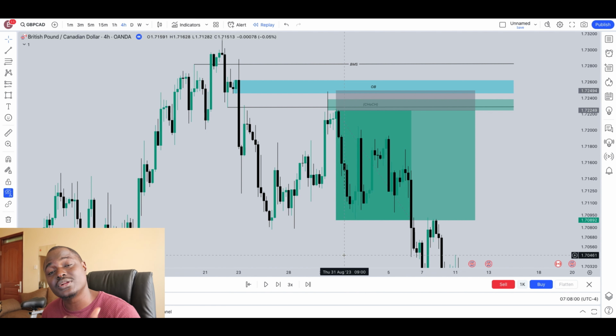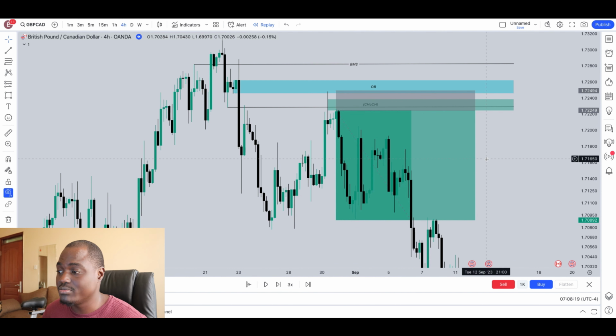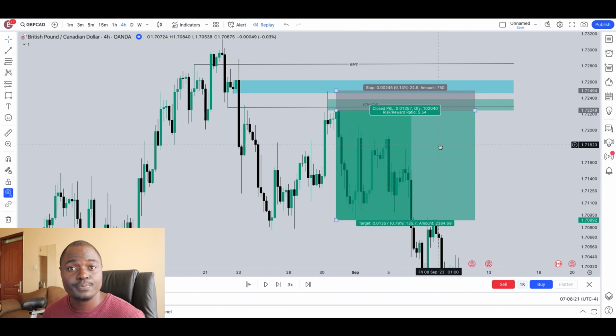And once the market was able to retrace back to that level, I was able to get into a position. And in this case, I was selling. And of course, my overall take profit level was now my external structure. In this case, I was able to identify the swing low, and I was able to execute my trade. And of course, the market was able to hit my take profit level. In this case, I was able to be awarded a 1:5.54 risk to reward ratio. That is very much okay.